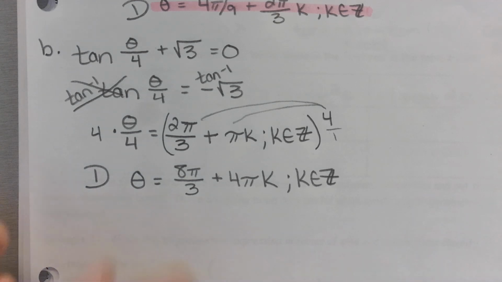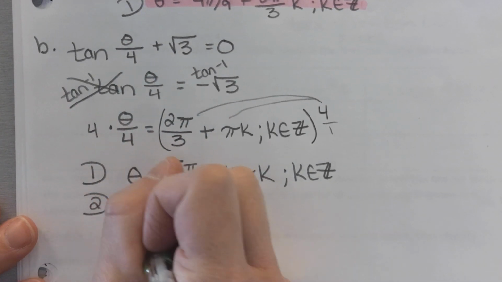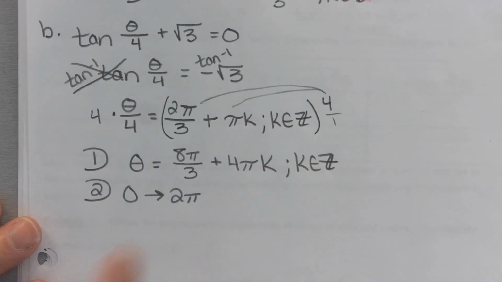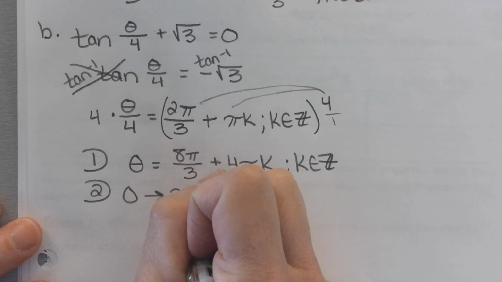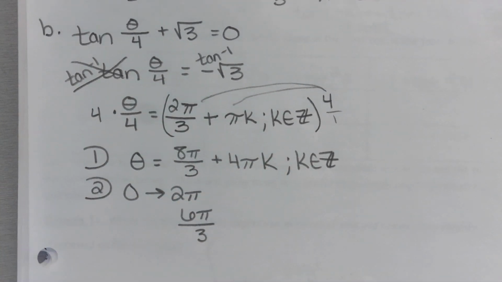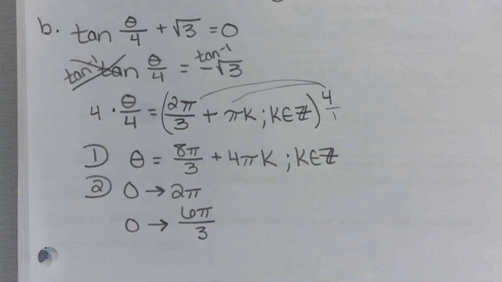Part 2 says, give me solutions in the window 0 to 2 pi. Okay. We're in pi over 3s. So if we think about 2 pi in terms of pi over 3, it'd be 6 pi over 3. Agree? Okay. So we can look in between 0 and 6 pi over 3 for solutions.